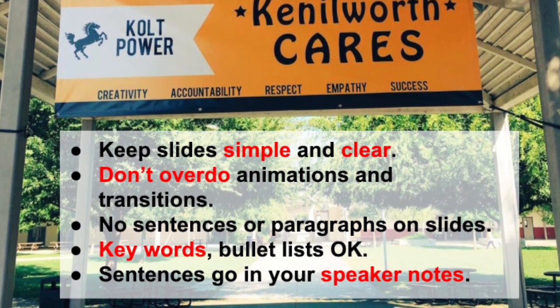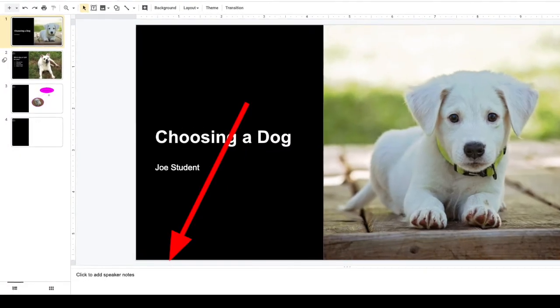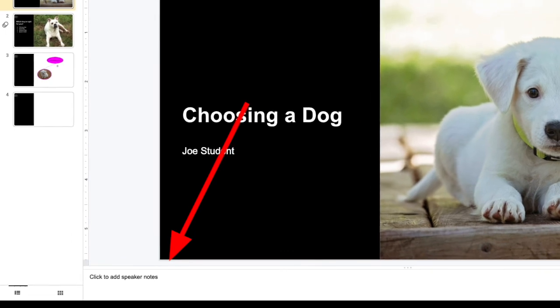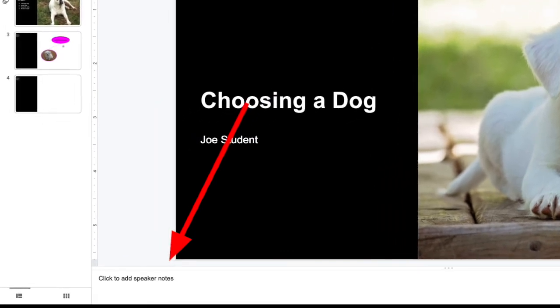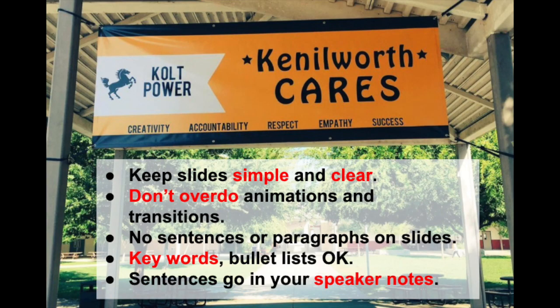Instead, use just a few words, maybe a list, and then write out full sentences in your speaker notes. That's what you will say to the audience, so you need to be specific and explain your points as you speak, but your audience only needs to see key words on your slides.